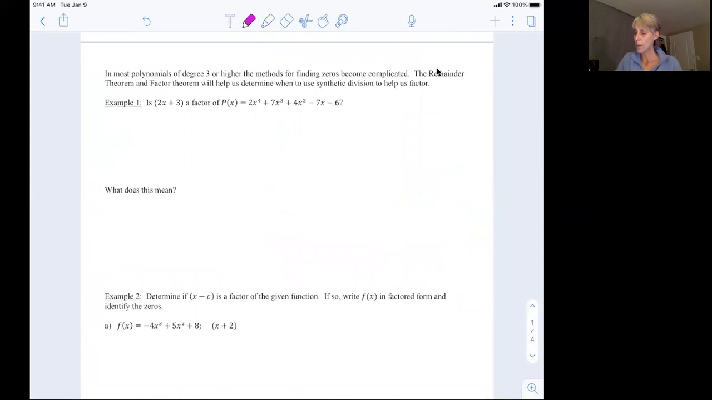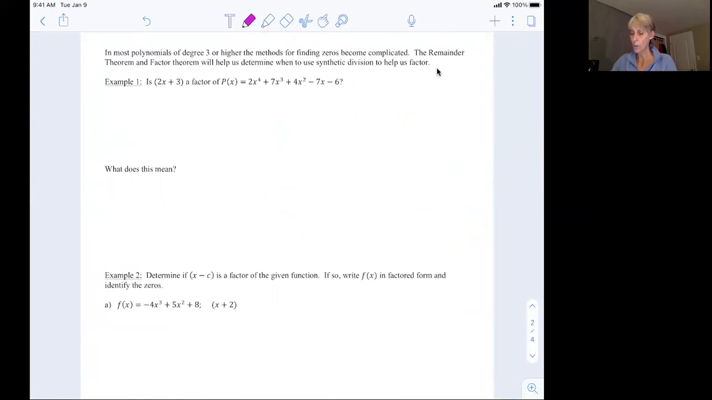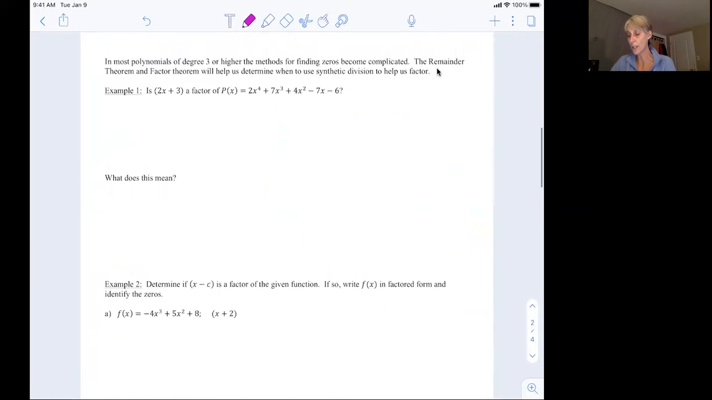So we have seen that in most polynomials of degree 3 or higher, the methods for finding 0 become complicated. Sometimes we can use factor by grouping. That's great if you can. But sometimes we have to use the remainder and factor theorem and then use synthetic division to help us further. So let's try this first example. Is 2x plus 3 a factor of this big giant function?